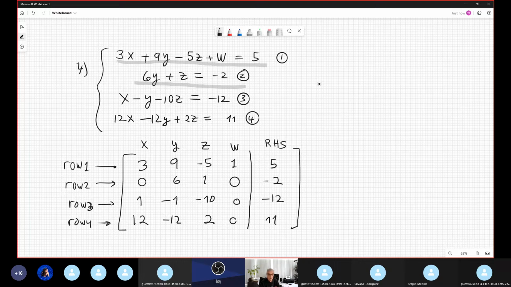Boom. Final answer. If I asked you, for example, what is the dimension of this matrix? The dimension of this matrix is 4 by 5 because it contains 4 rows and 5 columns: 1, 2, 3, 4, and 5. The classical column of each variable plus one more extra, which is the reason it's called an augmented matrix, the right-hand side. Done. No complication. Any question?